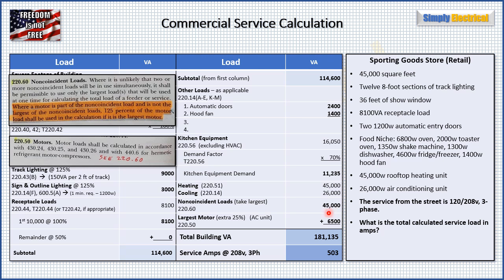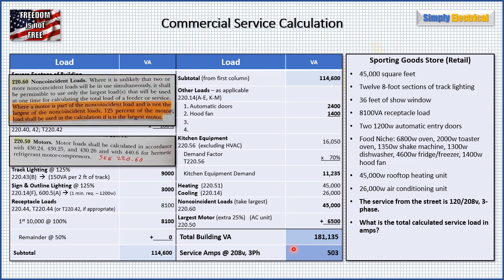So now that we have that, we can add up all of our bolded numbers. We've got our subtotal from the first column, 114,600. We've got our automatic doors, our hood fan. We've got our kitchen demand. We have our largest non-coincident load, and we have our largest motor extra 25%. Add all those together, we come up with a total building VA of 181,135 VA.